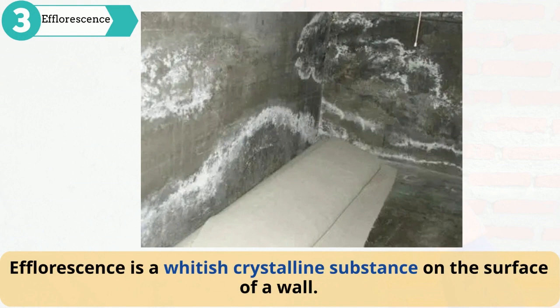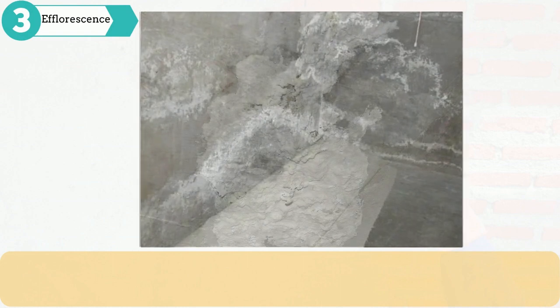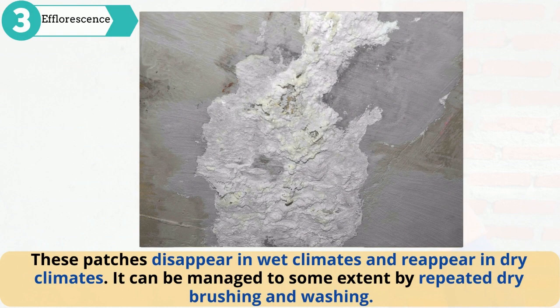3. Efflorescence. Efflorescence is a whitish crystalline substance on the surface of a wall. These patches disappear in wet climates and reappear in dry climates. It can be managed to some extent by repeated dry brushing and washing.